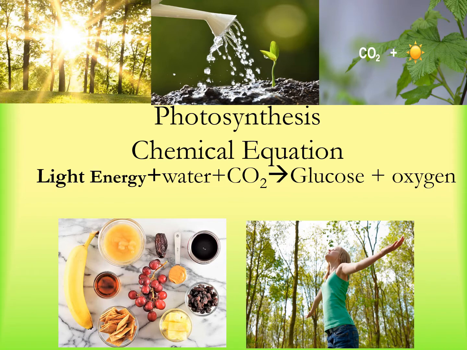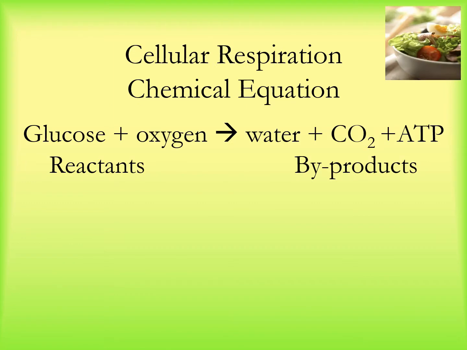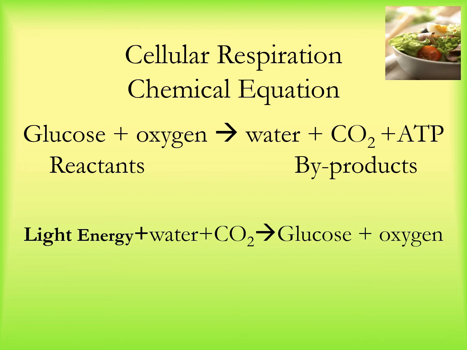Now, let's see the chemical equation of cellular respiration. Observe that the reactants of cellular respiration are glucose and oxygen. And on the other side, the byproducts of cellular respiration are water, carbon dioxide, and ATP in the form of energy. The photosynthesis chemical equation below: the reactants of photosynthesis are light energy, water, and carbon dioxide. And the byproducts are glucose and oxygen.